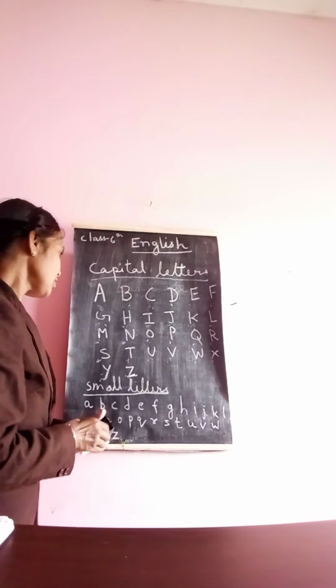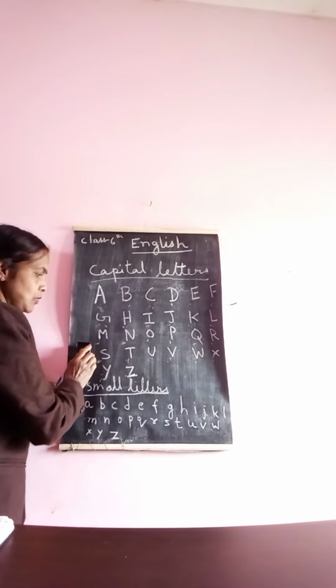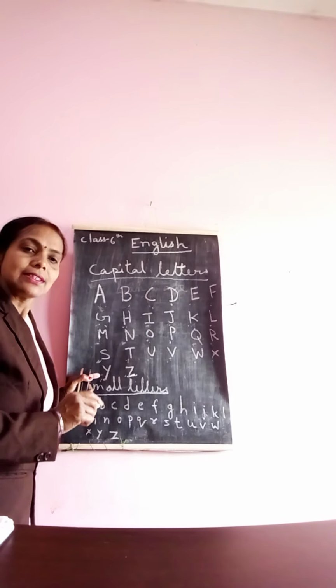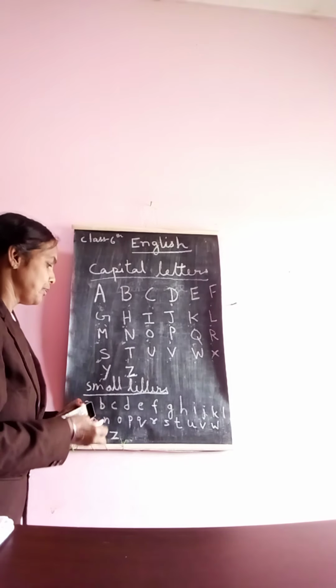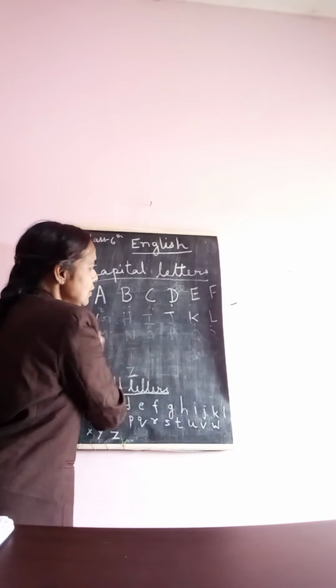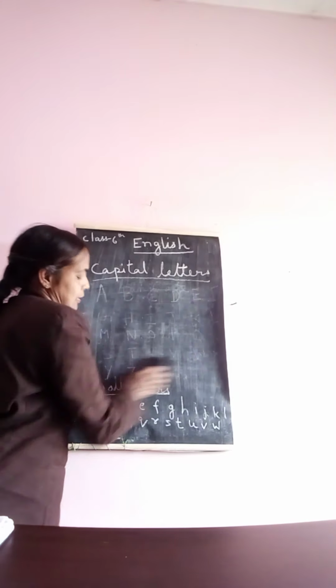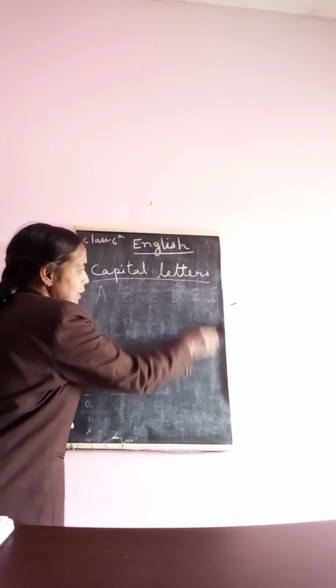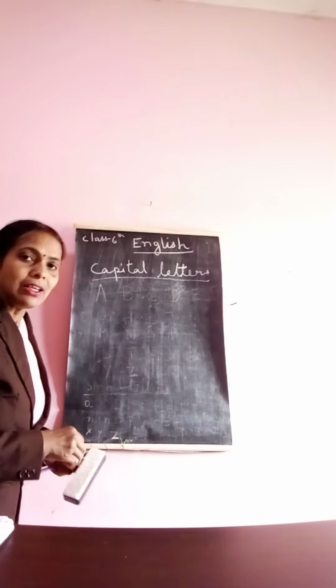Now, see children, I'll wrap this one. Now tell me how many letters are there? There are 26 letters in the English alphabet. Just now we have learned phonics. So you have learned phonics before also. Now I am writing something on the board and you have to see what I have written.